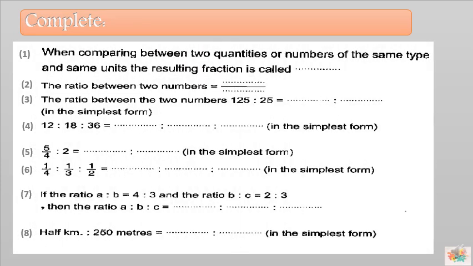The second question is complete. Number 1. When comparing between two quantities or numbers of the same type and the same unit, the resulting fraction is called... what? The resulting fraction is called a ratio. This is a known definition, kids. Memorize it well. Okay, the next one.